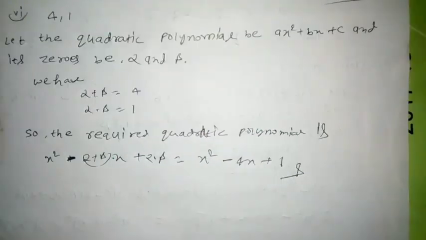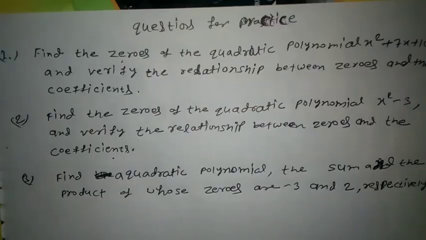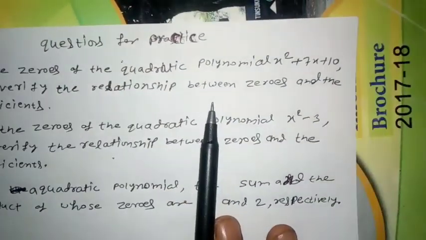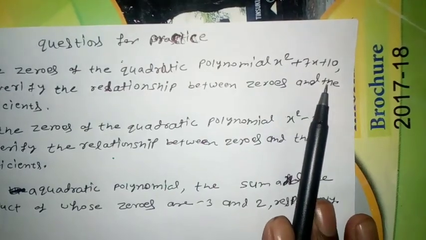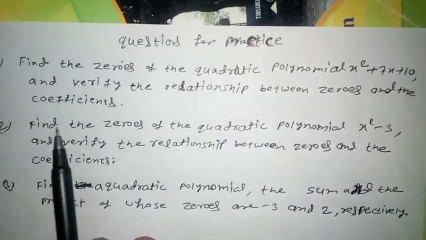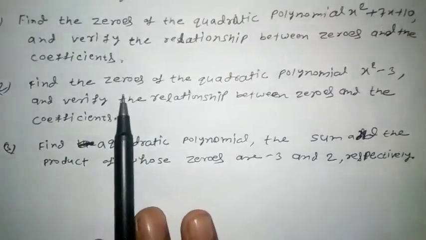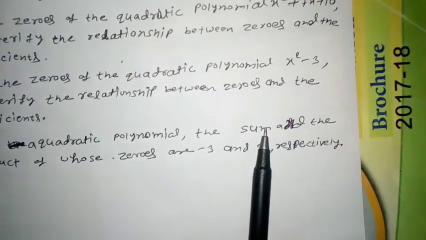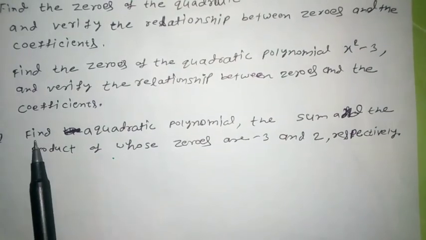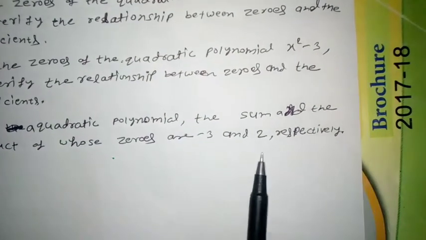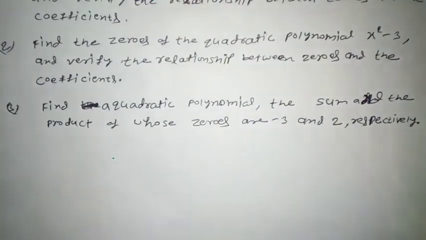Okay, now I am giving 3 questions for your practice. First question, find the zeros of the quadratic polynomial x square plus 7x plus 10 and verify the relationship between zeros and the coefficients. Question number 2, find the zeros of the quadratic polynomial x square minus 3 and verify the relationship between zeros and the coefficients. Question number 3, find a quadratic polynomial, the sum and the product of whose zeros are minus 3 and 2 respectively. Okay, there are 3 questions.